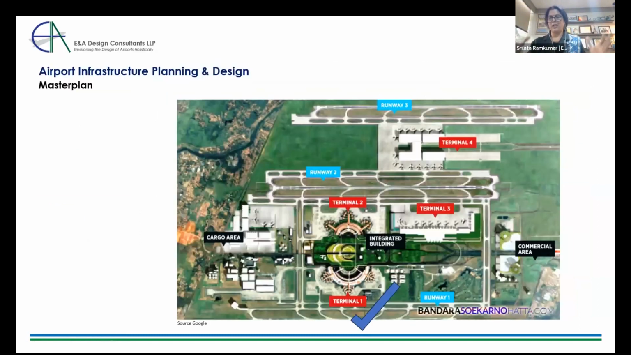And now we are looking into the master plan. So if there's a Greenfield airport, they are envisaging that we want a very big airport. So it is just not one airport.